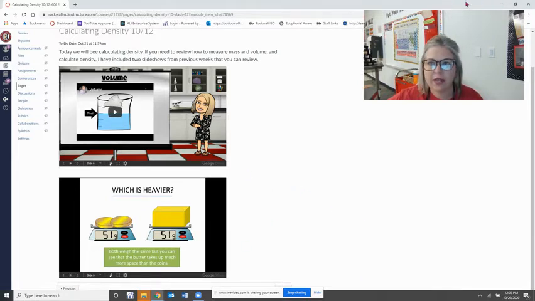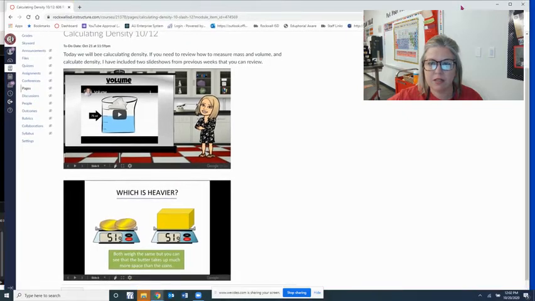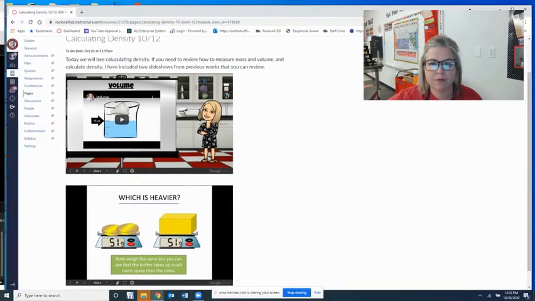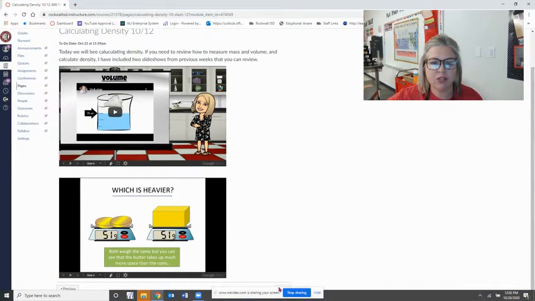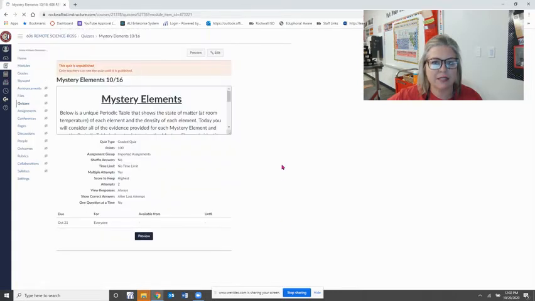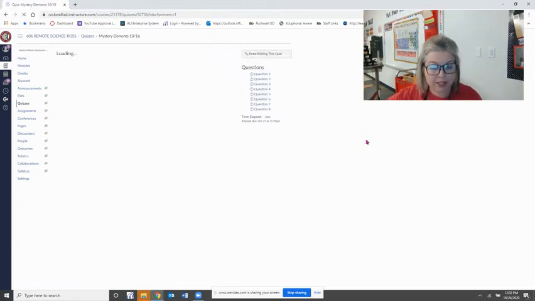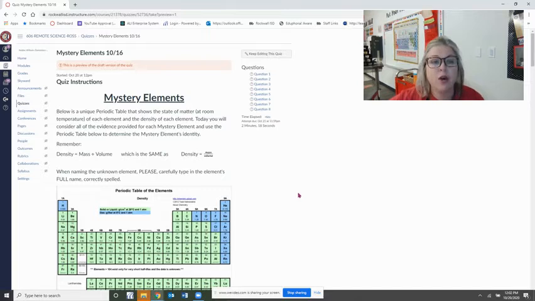After you do that, let me minimize my screen just a little bit. Okay, so after you do that, there's a next button right down here. I'm going to click next, and it's going to take me to today's assignment. So today's assignment is practicing calculating density, but it's also reviewing what we learned a couple of weeks ago about metals, nonmetals, and metalloids.